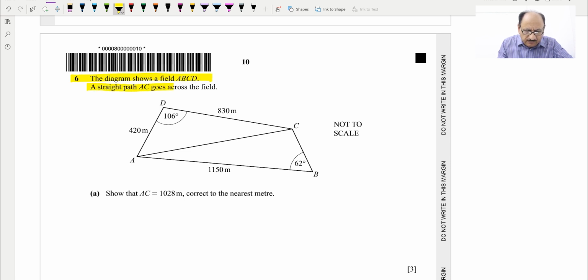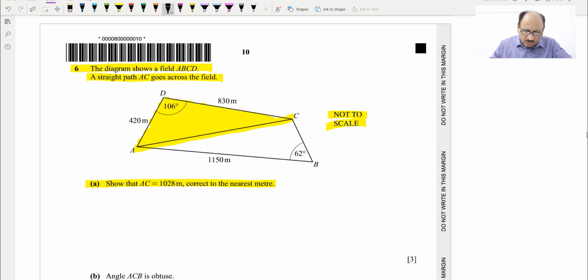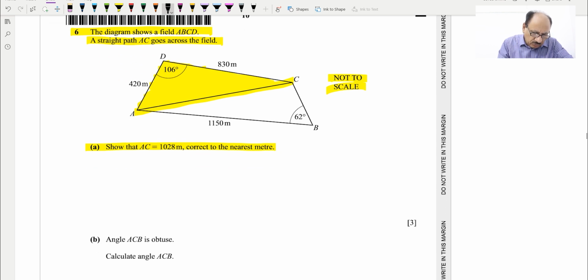Now this is question number 6, and question number 6 says the diagram shows a field ABCD. The straight path AC is this one across the field, and the diagram is not to scale, and we need to show that AC is 1028 meter correct to the nearest meter. So we can consider this triangle, in which we have 2 sides and the included angle. So we can find AC by applying cosine rule, and you know what cosine rule is.